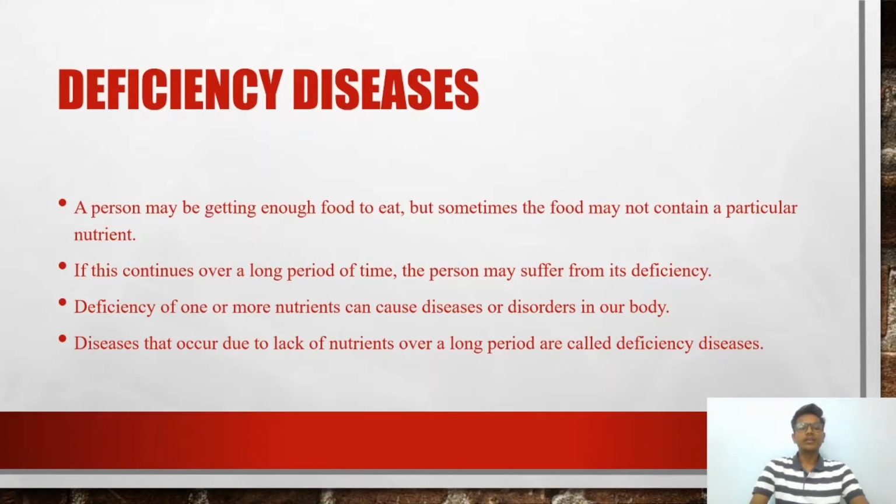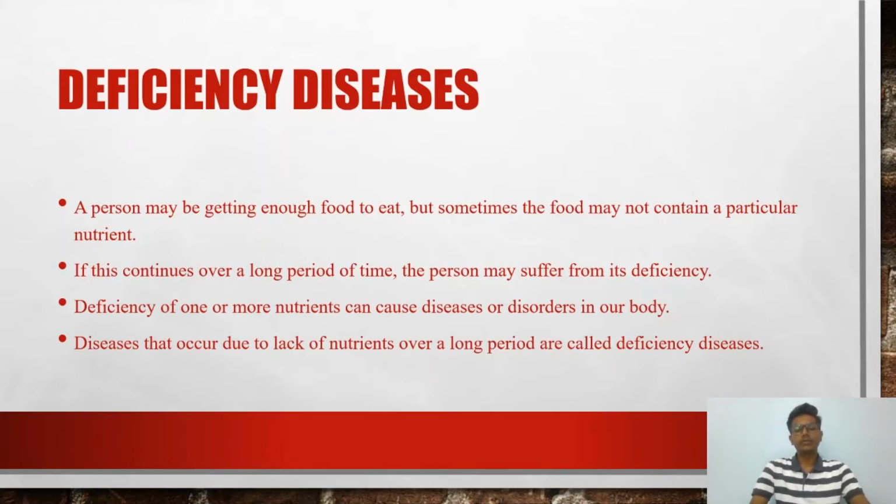What they are saying is, if a person is getting enough food to eat, but not the proper or particular nutrient which his or her body wants, then over a long period of time the person may suffer from its deficiency. Deficiency of one or more nutrients can cause disease or disorder in our body. If we are not getting proper nutrients on a regular basis, we may suffer from diseases.